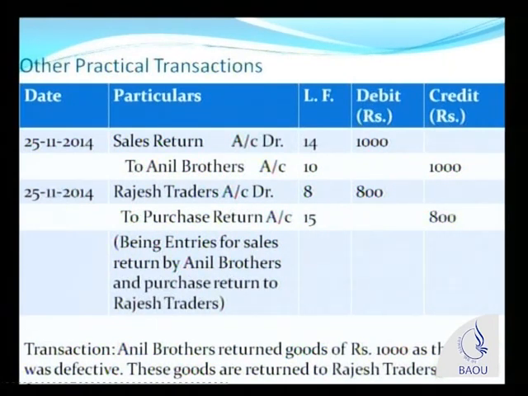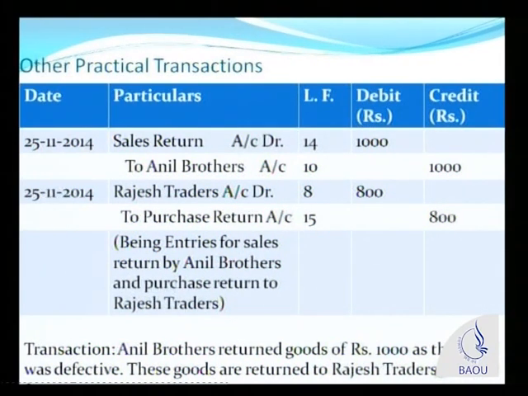And for goods, which is a real account, the rule is debit what comes in, credit what goes out. Here the goods are going out because we are returning goods to our supplier. Therefore, purchase return account is credited, my dear friends, by 800 rupees. And we have written narration being entries for sales return by Anil Brothers and purchase return to Rajesh Traders.